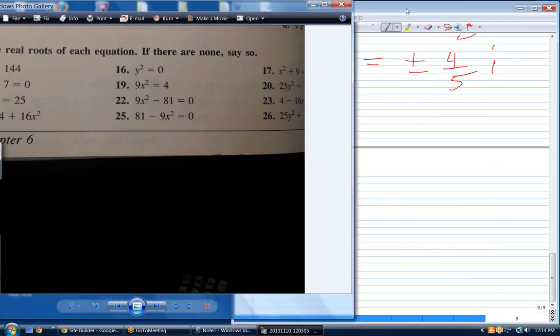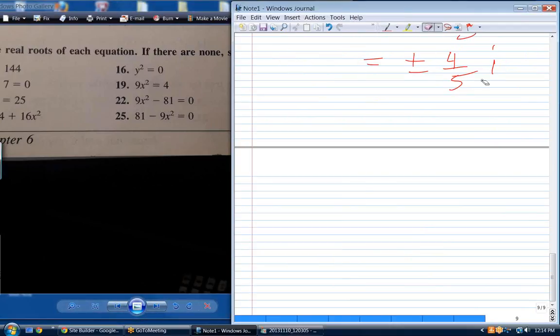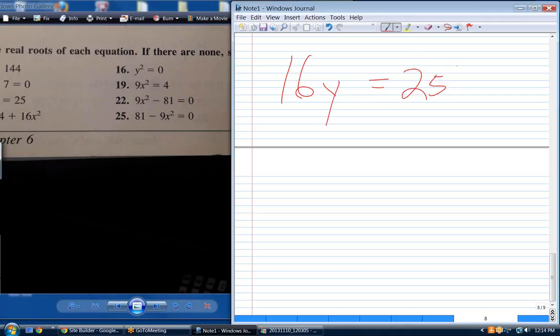And what does 21 say? 21. Yeah, I can't quite read it. 16y equals 25. 16y or y squared? Oh yeah, y squared. Okay. 25/16.